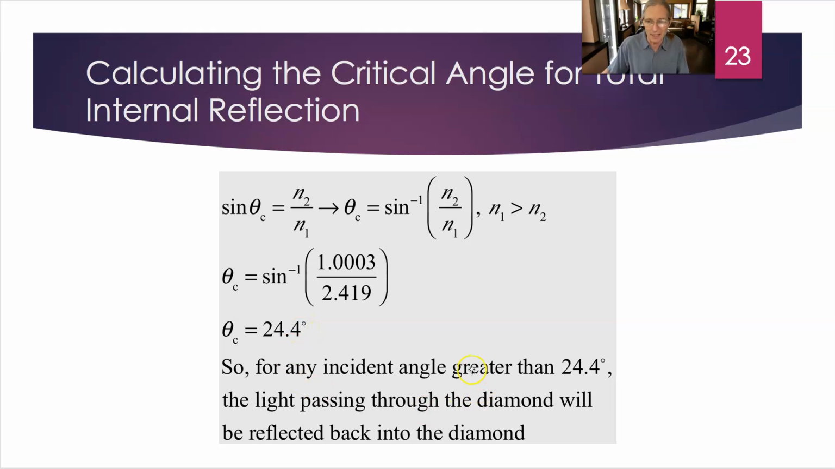So for any incident angle greater than 24.4 degrees, the light passing through the diamond will be reflected back into the diamond. That's why diamonds are so nice and shiny, because they've got such a small critical angle. You don't have a lot of light escaping from them.